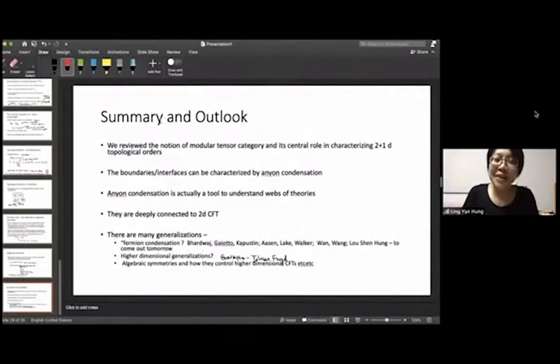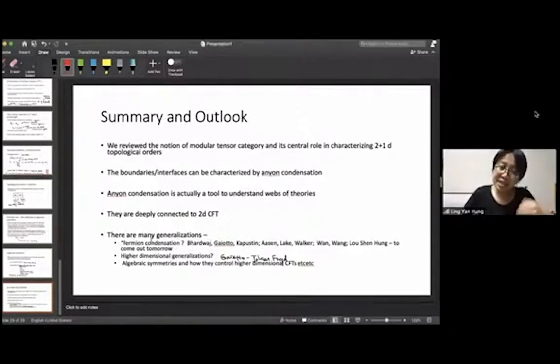So let me summarize quickly. Sorry, I ran over time. I reviewed for you the notion of modular tensor category and its central role in characterizing topological orders, particularly in 2+1 dimensions. And we talked about boundaries and interfaces that are characterized by this notion of anyon condensation, which gives us a web of different theories. They are very deeply connected to two-dimensional CFT. And pretty recently, people are starting to generalize it to higher dimensions.